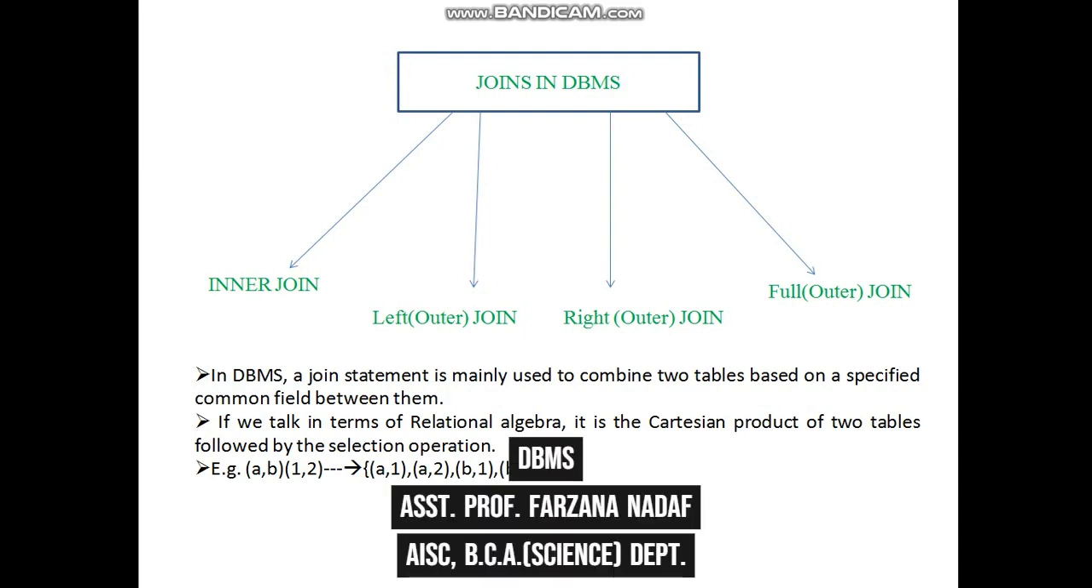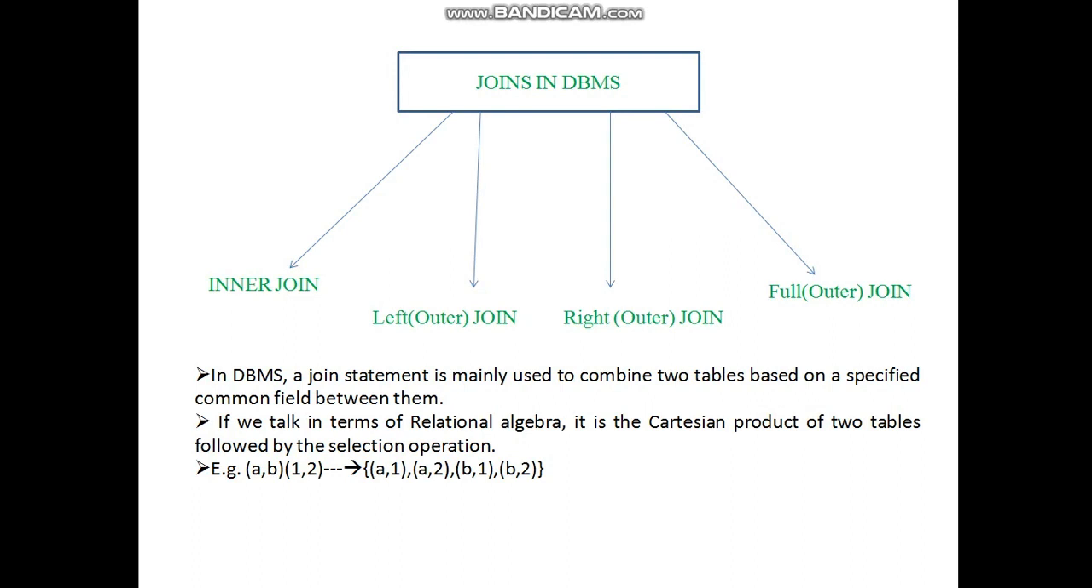Joins in DBMS. So what actually is a join? It is nothing but a statement which is used to combine two tables based on a specified common field between them. And in terms of relational algebra, it is nothing but a Cartesian product of two tables followed by the selection operation.